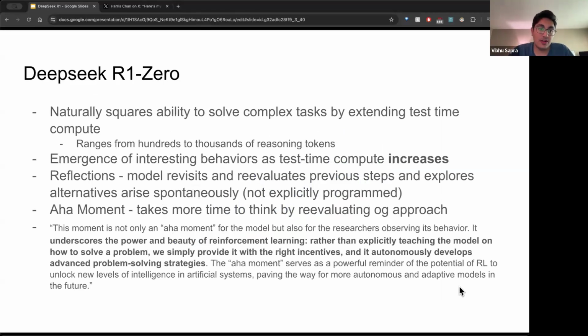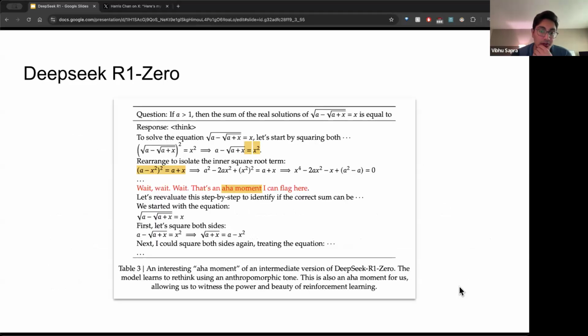The emergence of interesting behaviors as test time compute increases was another interesting one. As you increase test time compute, they started to notice the emergence of interesting behaviors, some of these being reflections and aha moments. Reflections are where the model starts to revisit and reevaluate previous steps and explore alternatives. As it's doing its thinking, it starts to reflect and be like, huh, a few steps ago I went down this path, maybe I should look at this again. Aha moments are where it takes more time and reevaluates an original approach.